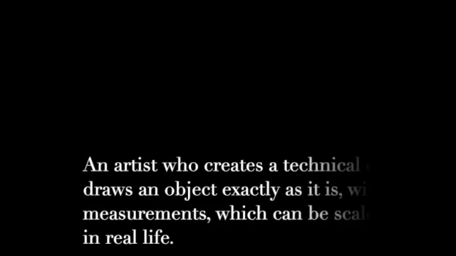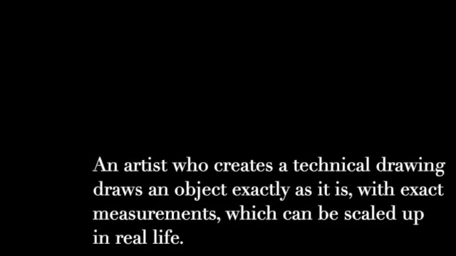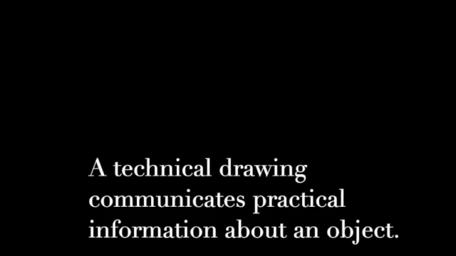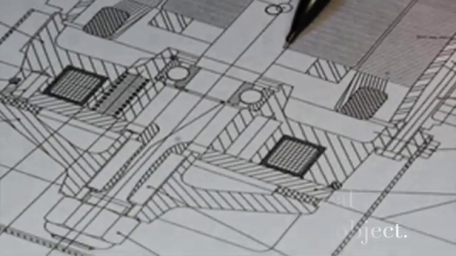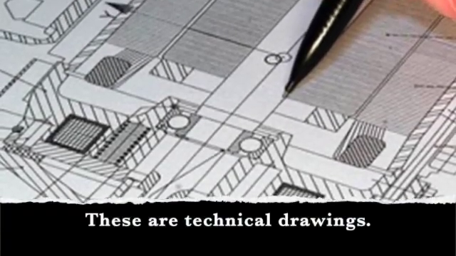A technical drawing, on the other hand, is objective. An artist who creates a technical drawing draws an object exactly as it is, with exact measurements, which can be scaled up in real life. A technical drawing communicates practical information about an object. These are technical drawings.